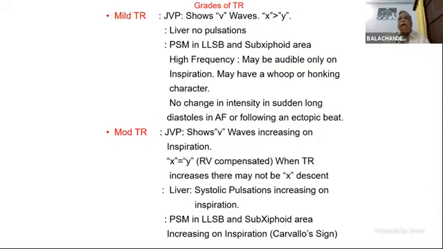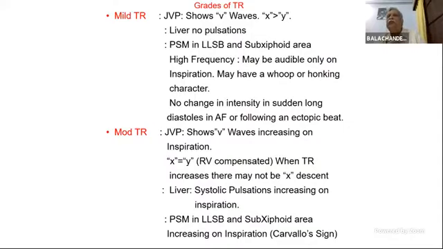But again, X may become very small. The liver will not have pulsations. There's only a pansystolic murmur in the lower left sternal border and in the subxiphoid area. There is a high frequency, could be mild TR, and may be audible only on inspiration. And it may have a whoop or a honking character.